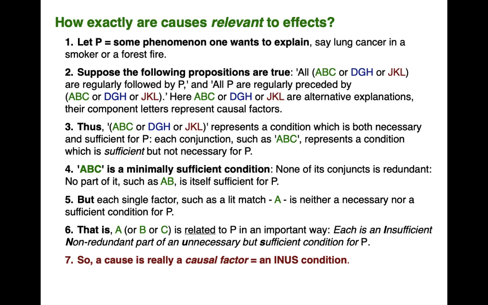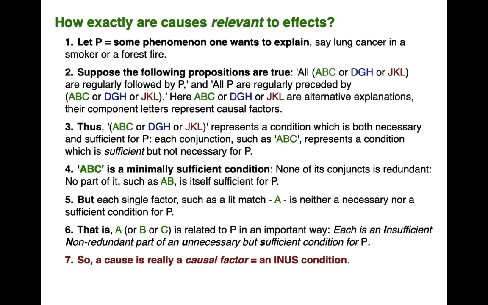Here I want to show you Mackey's account of a cause as a factor, an INUS condition. So we have some phenomenon we want to explain, say lung cancer in a smoker or a forest fire. Suppose the following propositions are true. All ABC or DGH or JKL are regularly followed by P, and all P, the phenomena, are regularly preceded by either ABC or DGH or JKL. Here, the green ABC, the blue DGH, or the red JKL, see, those are different hypotheses or theories. They're alternative explanations. We could say the green theory, the blue theory, the red theory. Their component letters represent the causal factors. That's what the causes are.